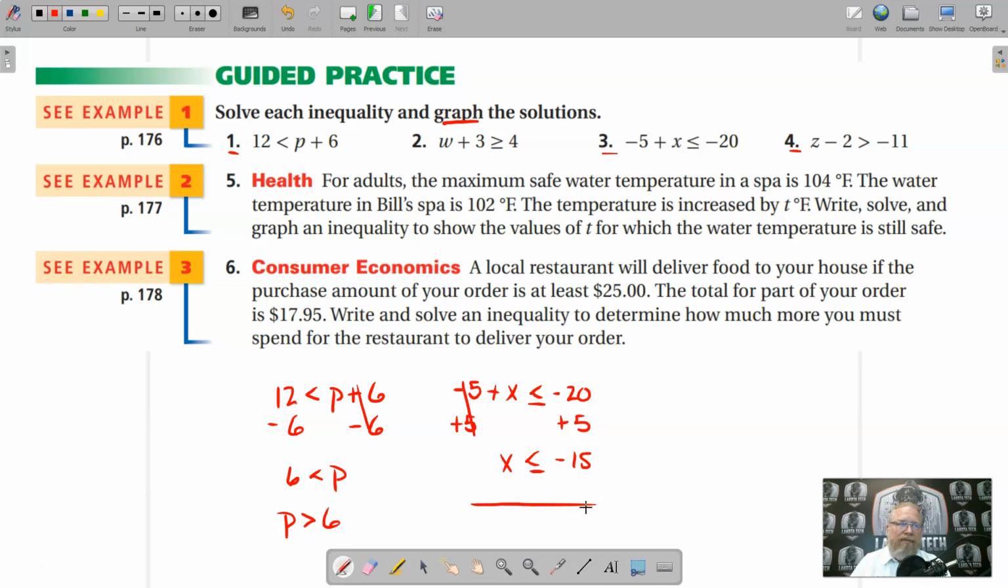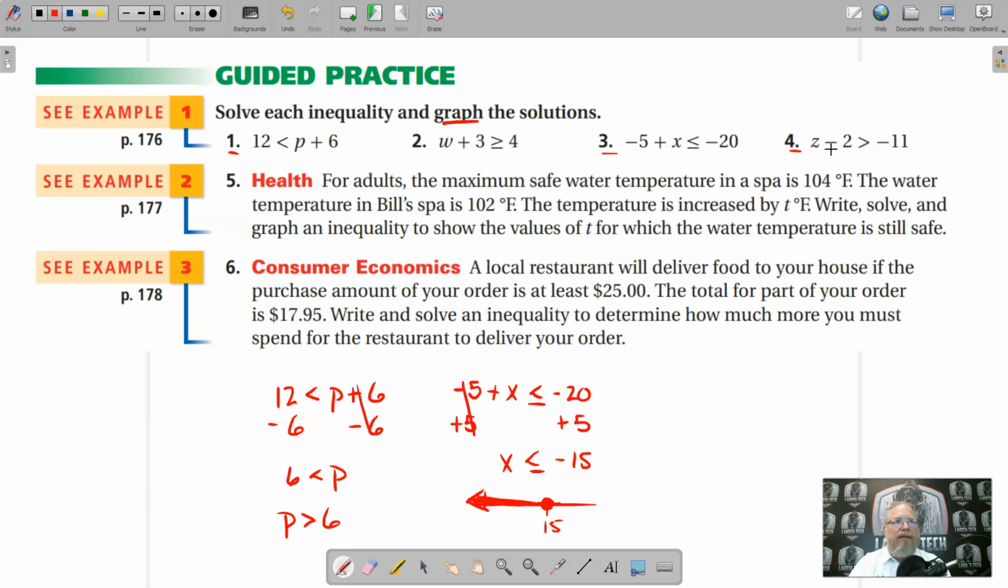So if we were to graph this, here I go. Now I'm going to go ahead and graph, after I said I wasn't going to graph it. So I'd find negative 15, and it can be equal to it, so it's going to be a solid point, and then it's everything to the left, so we'd shade that in, and that indeed is everything that is less than negative 15, or equal to, because it's a solid dot, right?